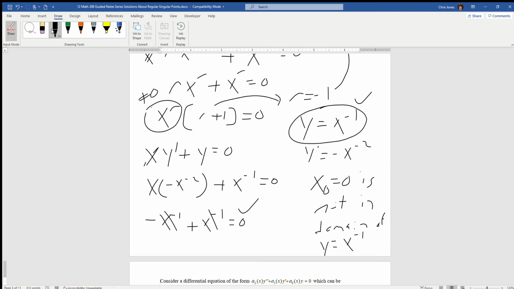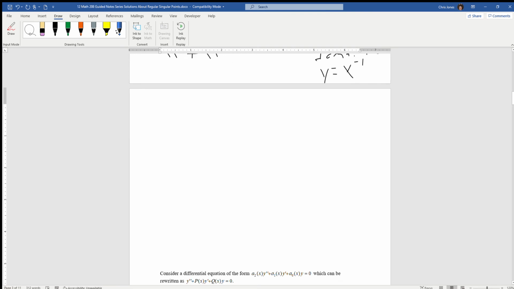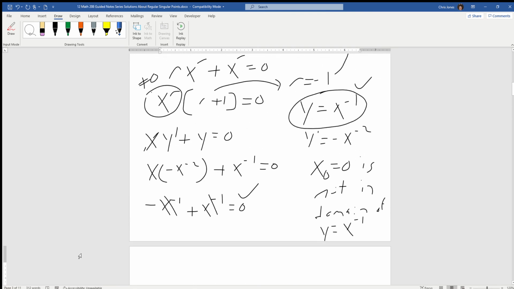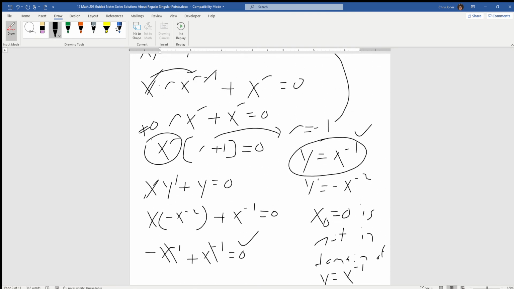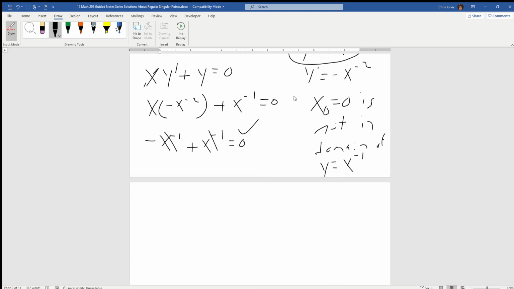Well, what we do is we come up with a new method. And the method that we're going to come up with is something called the method of Frobenius. The method of Frobenius couples these two ideas, where we use this x to the r trick to be able to find a series solution.